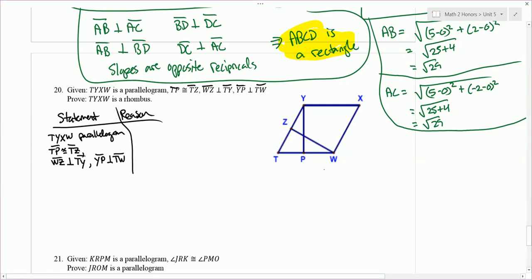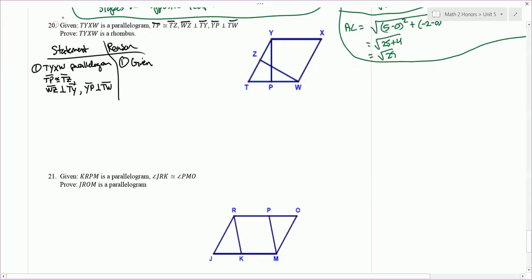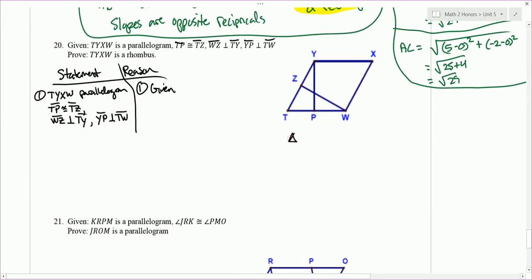So let's mark what we have here. So TP is congruent to TZ. This is perpendicular here. This is perpendicular here. And our reason is given. Good first reason. And so what I would like to do here is to show that triangle TZW is congruent to triangle TPY. So I think that's going to be a very big help in solving this.